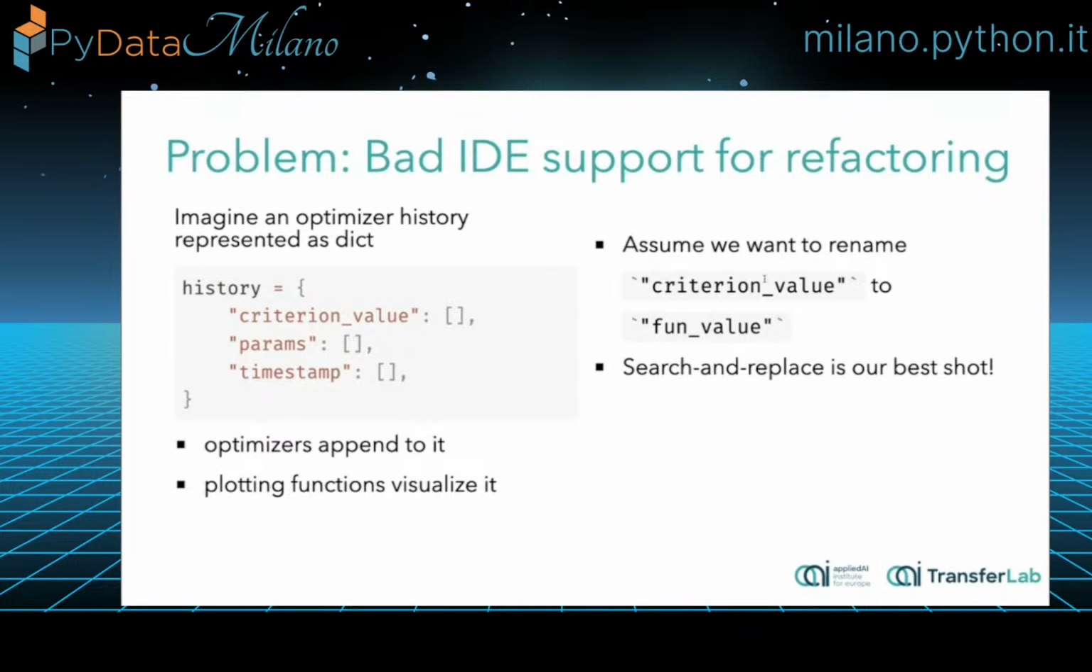And now assume you want to rename one of the entries in here. Then really the only thing you can do is search and replace. And you can only hope that you didn't use that word in other places where you don't want to rename it, because there's no other functionality for that. So what would be a better way of doing this?